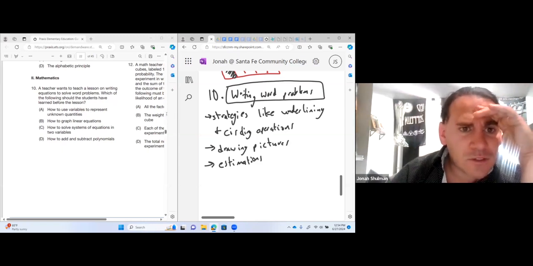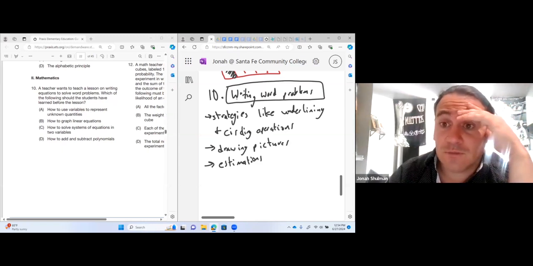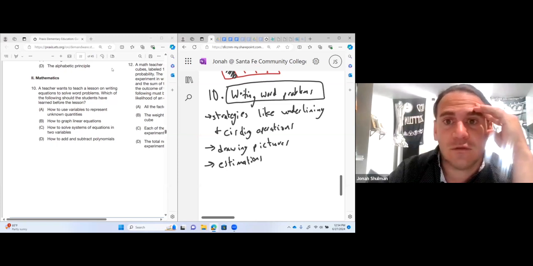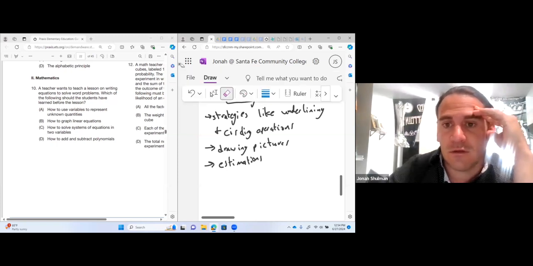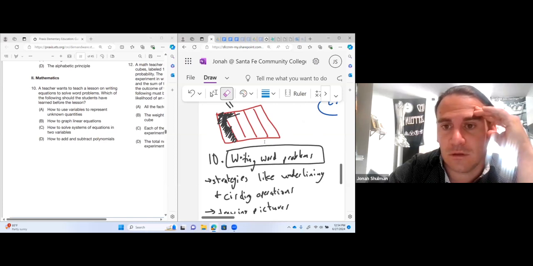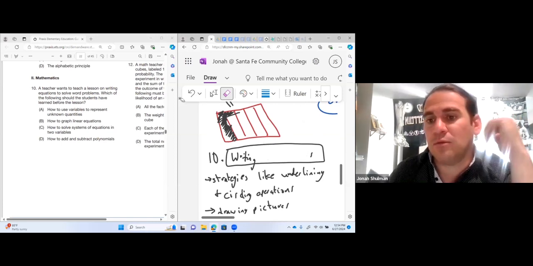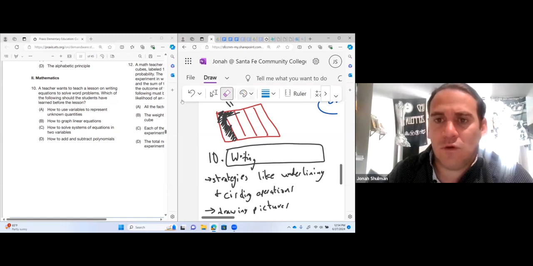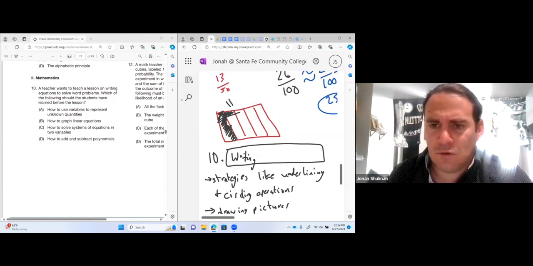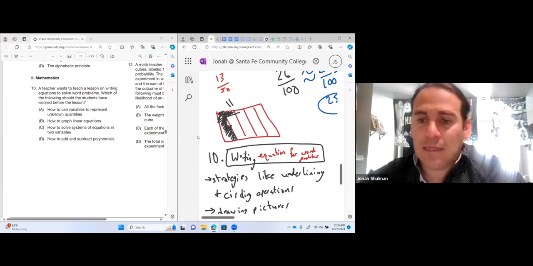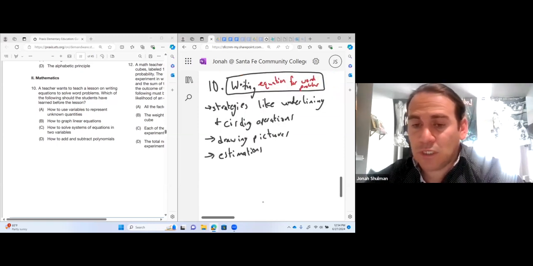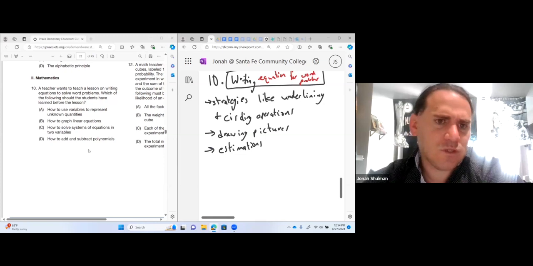So this is on writing equations to solve word problems. So we're writing an equation to solve a word problem. All right, we'll see what the choices are. Writing an equation for word problems, I like underlining and circling the operations. I like drawing a picture. I like estimation. So what do we have?